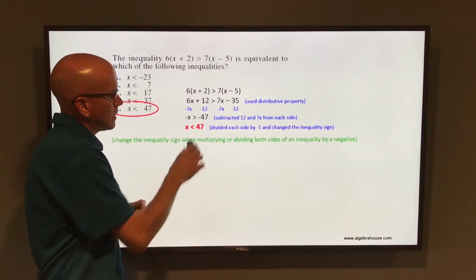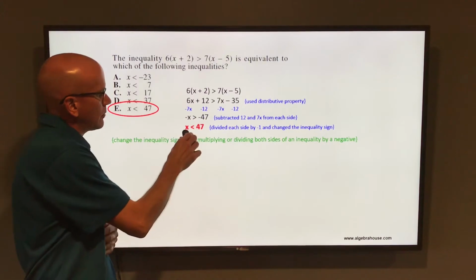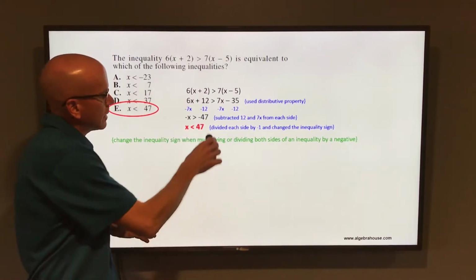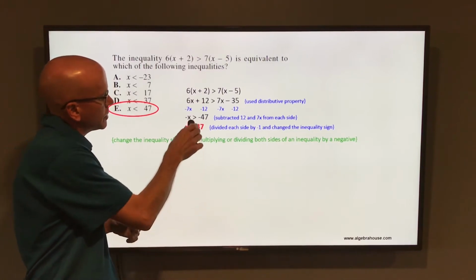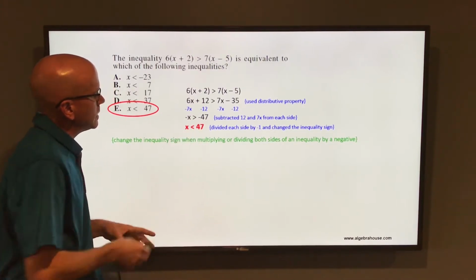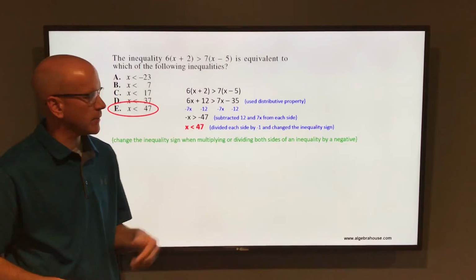So if you divide each side by negative 1, negative x divided by negative 1 is positive x, and negative 47 divided by negative 1 is positive 47. But we also change the inequality sign to be x is less than 47, letter E.